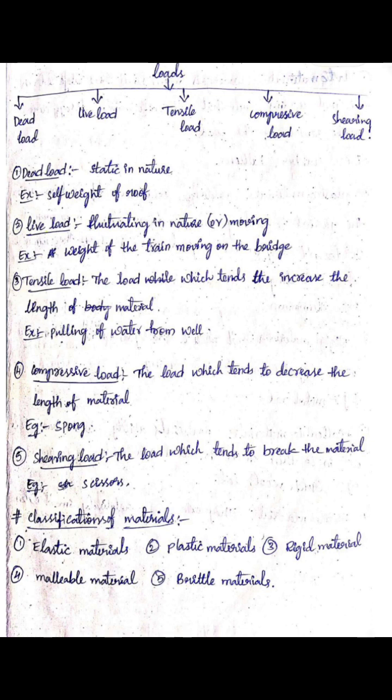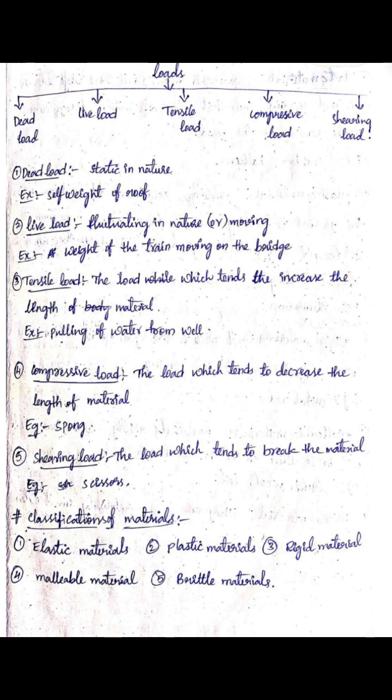Next, tensile load. The load which tends to increase the length of the material. Example, pulling of water from well. Next, compressive load. The load which tends to decrease the length of the material. Example, sponge. Next, shearing load. The load which tends to break the material.